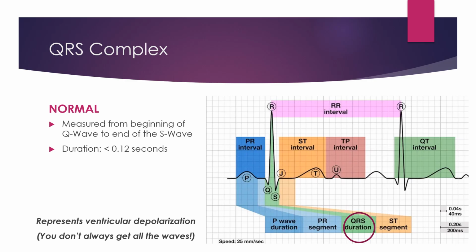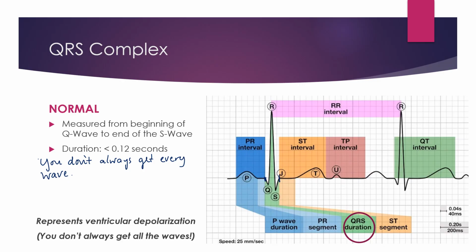The QRS complex is going to be measured from the end of the PR segment, okay, to the last wave representing ventricular depolarization. Okay, so it's measured from the beginning of the Q wave to the end of the S wave. One of the things you got to remember is that you don't always get every wave. This should be a reminder because we talked about this before. So if you only have an R wave, then it's measured from the beginning of the R wave to the end of the R wave.